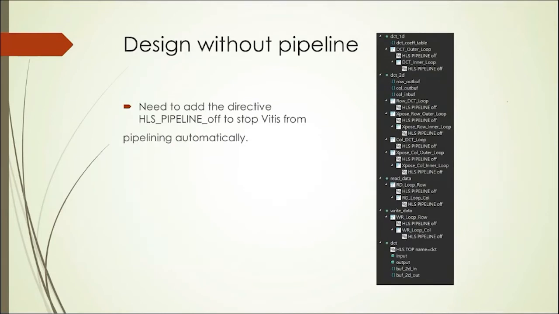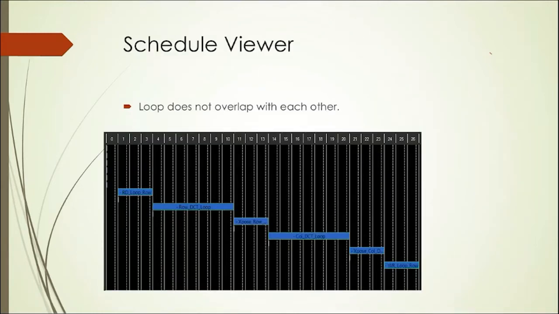Okay, so here's the true design without a pipeline. To stop the Vitis HLS compiler from pipelining my design automatically, I need to put the directive HLS pipeline off on all loops, so HLS wouldn't touch my design. Here's the schedule viewer, and you can see there are no lines as in the previous schedule viewer. All the loops are separate and don't overlap, which means there is no pipeline here.